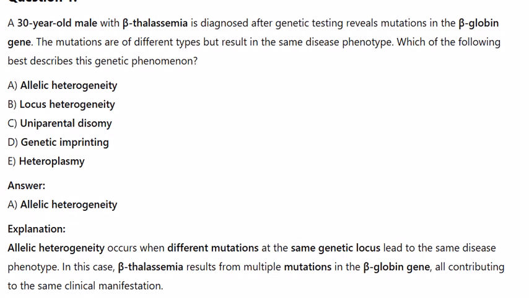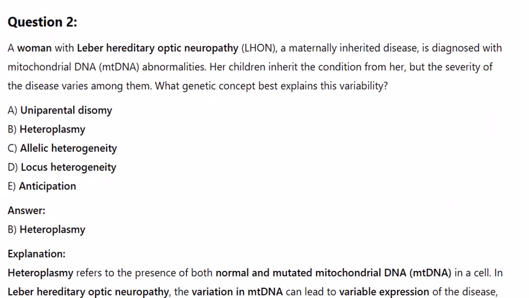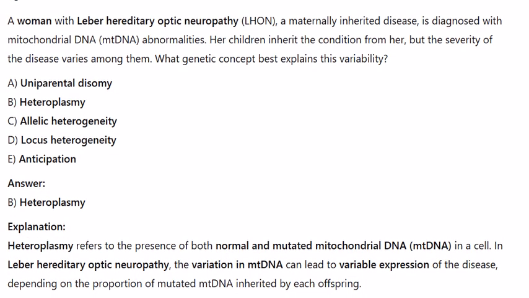manifestation. Question 2. A woman with Leber hereditary optic neuropathy, LHON, a maternally inherited disease, is diagnosed with mitochondrial DNA, mtDNA, abnormalities. Her children inherit the condition from her, but the severity of the disease varies among them. What genetic concept best explains this variability?